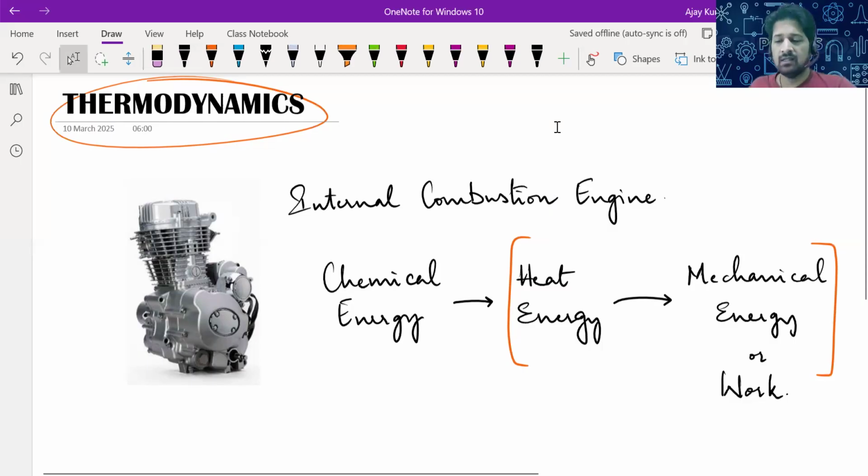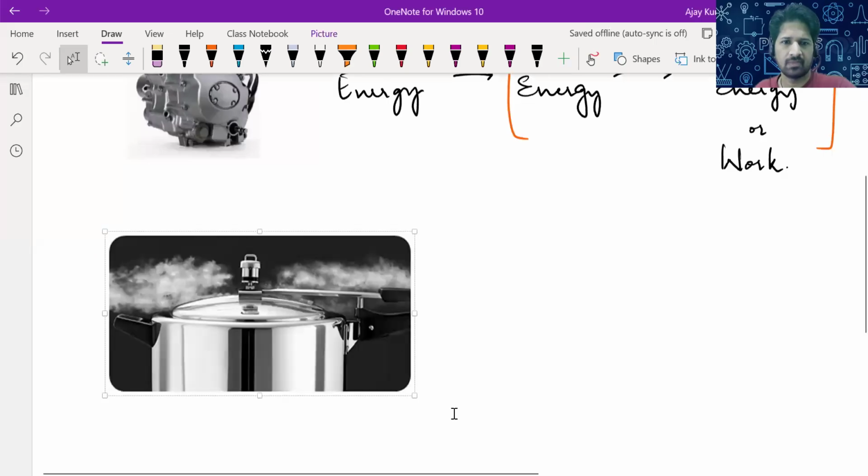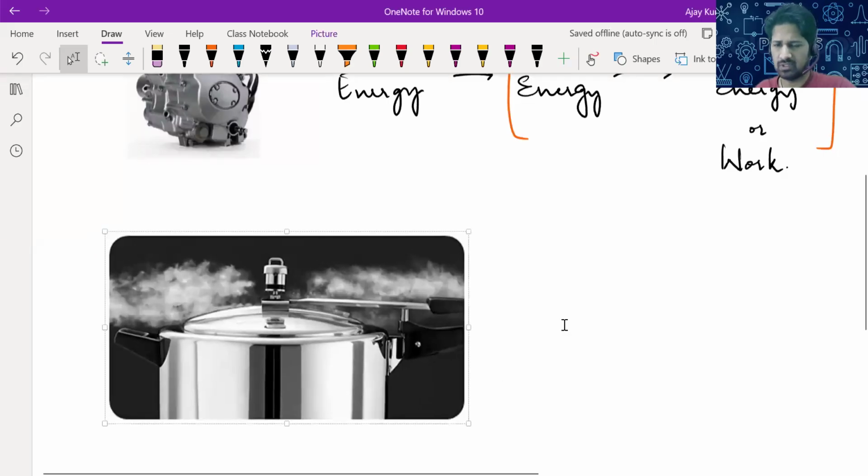Fine. Can any of you come up with any other examples or any other situations, any other machines? Okay, examples of machines or any situations where heat is getting converted to work or mechanical energy. Any other situation that you can think of? Okay. Consider a pressure cooker. Okay.